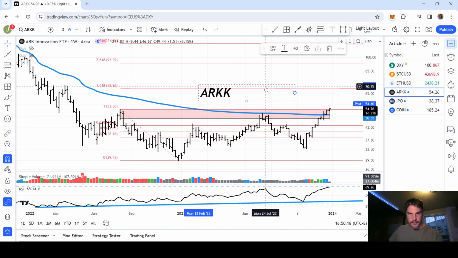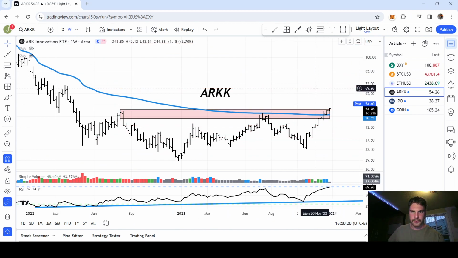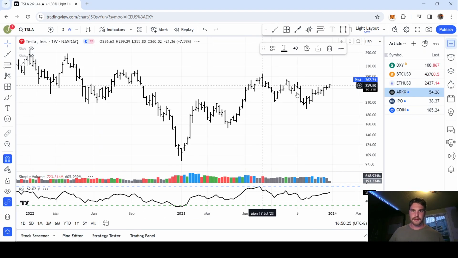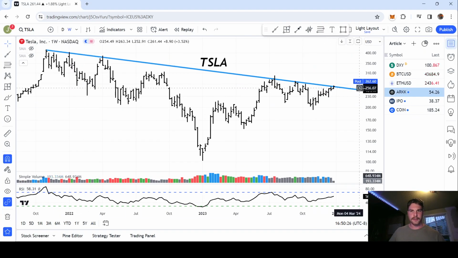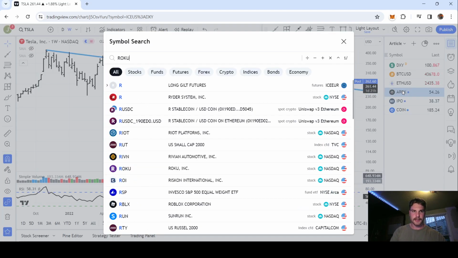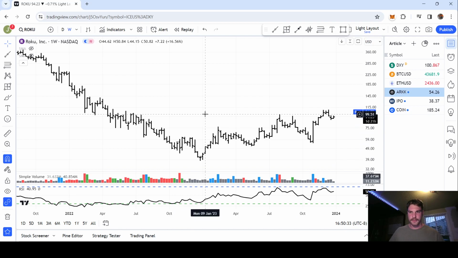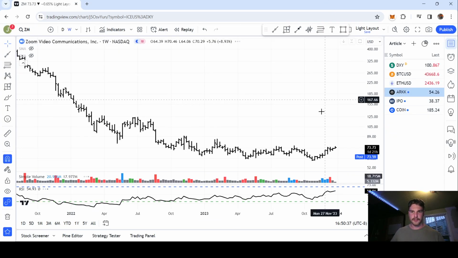So on ARK, a lot of these holdings include Tesla, which is looking to break out of this huge downtrend, and then some of your other stocks are Roku. This one is starting to get out of its base. For a while there, you had Zoom. This one is looking to get out of this kind of downtrend base, and then again, you can see the RSI is just trending higher.